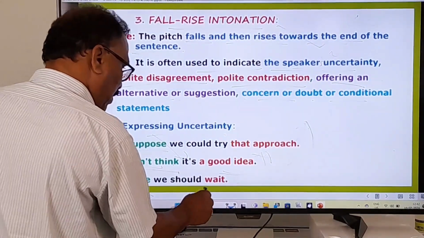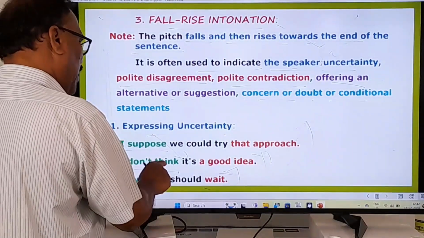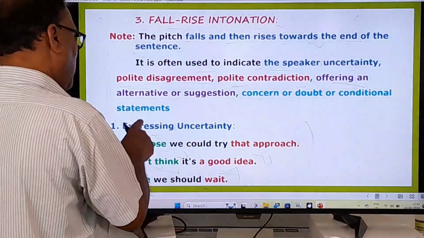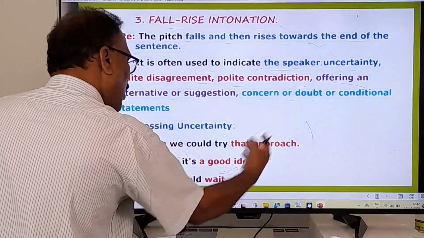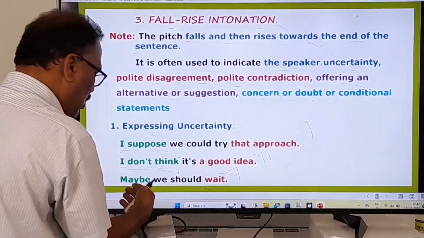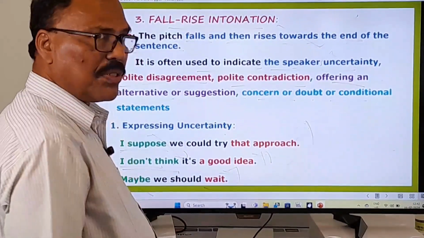One more example I think I have given. Maybe we should wait. I don't think it's a good idea. I suppose we could try that approach. So these are receiving the rising intonation. These are receiving the falling intonation, right? And now we go to other rules.